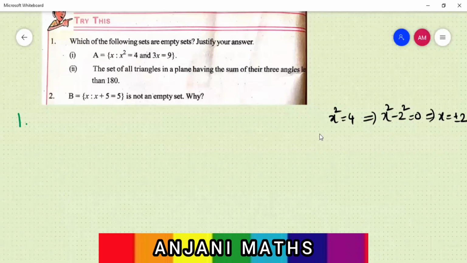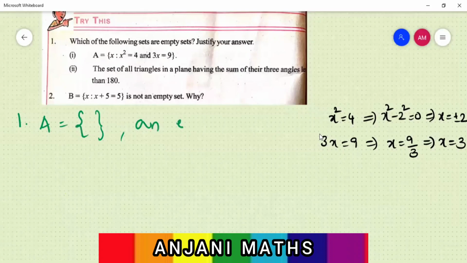So if we have 3x is equal to 9, tell me x is equal to how much? 9 by 3. So what is the value of x? 3. So if you solve the first equation, we are getting the values plus or minus 2. And if you solve the second equation, we are getting 3. Whether these two equations have the same solution? No. So what about A? A is an empty set.